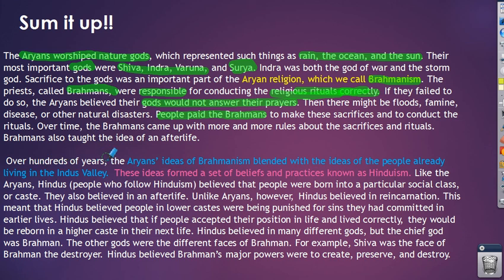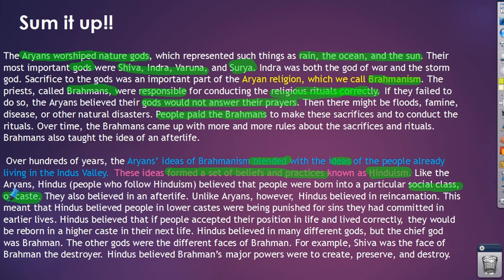Over hundreds of years, the Aryans' ideas of Brahmanism blended with the ideas of people already living in the Indus Valley. So the people that were there, they blended with their ideas that they had. These ideas formed a set of beliefs and practices known as what? Hinduism. Like the Aryans, Hindus, people who follow Hinduism, believe that people were born into a particular social class. Their social class is called a caste.